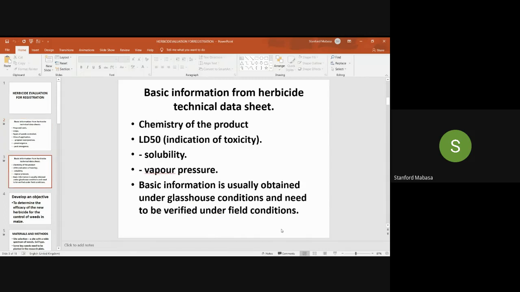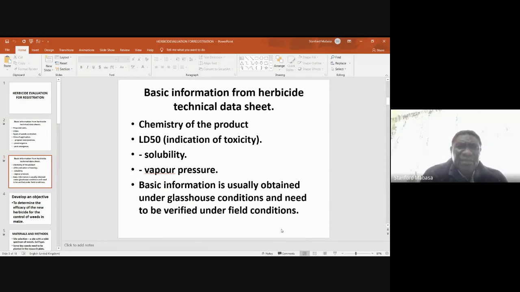Now, we also need to know the chemistry of the product. What is its chemical structure? Because it can tell us how long it is going to last within the soil. Its LD50, the indication of its toxicity. Is it potentially a green label, purple label, or orange label? These are the color codes which stand for the toxicity of the herbicide.